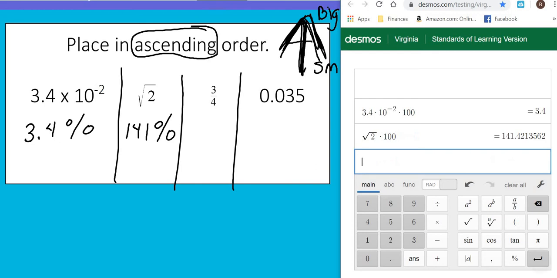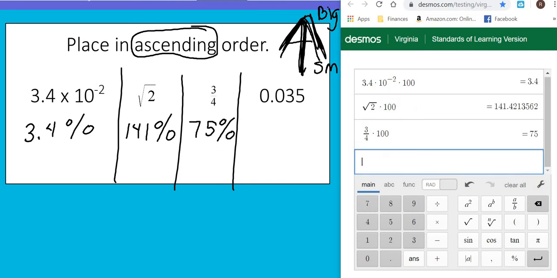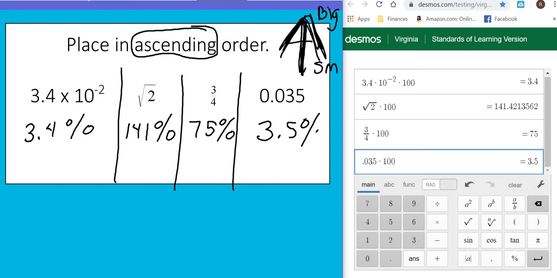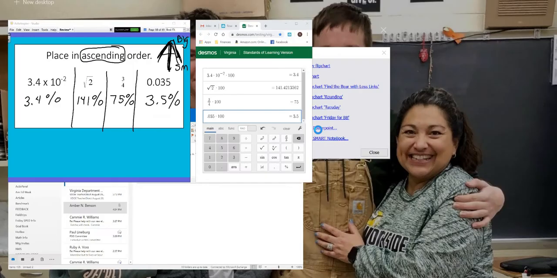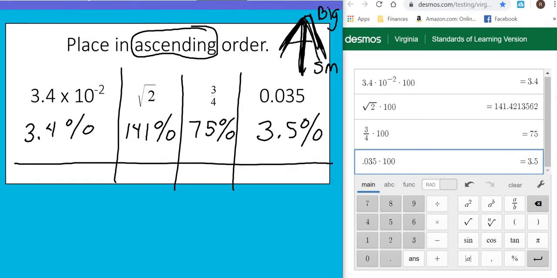I don't know. We'll see. We're going to go on, and we're going to do 3 divided by 4. Again, we need to make it a percent, so that turns into 75%. And last but not least, we're going to take 0.035 and we're going to turn it into a percent by multiplying by 100. And that gives us 3.5%. So we have to do, oops, excuse me, let me go ahead and fix this for us. We have to start with the smallest number and we're ascending going up.